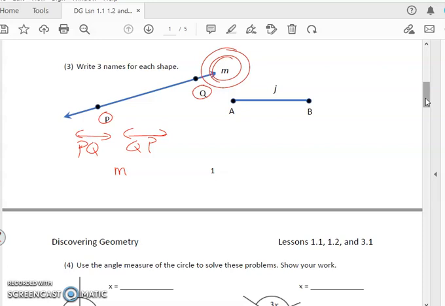For the second one, we have line segment AB. I can reverse the letters and call it line segment BA. And then we have this lowercase letter again, j. So this segment can also be named j.